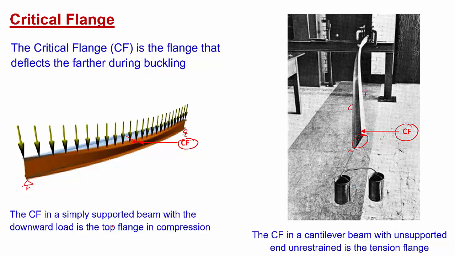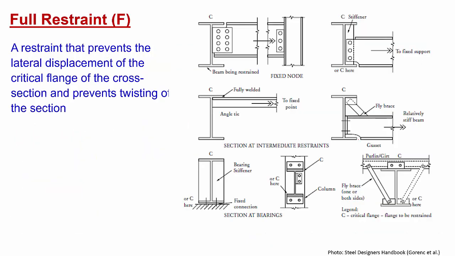Now, if we can restrain this critical flange, we will be achieving full restraining. Because the critical flange is the one that will try to buckle farthest, if we can have some mechanism to restrain this critical flange, we can achieve full resistance to lateral torsional buckling. So let's see some examples of full restraining.